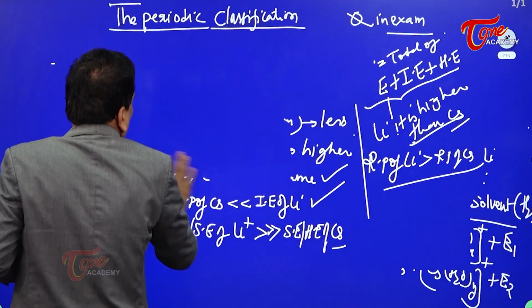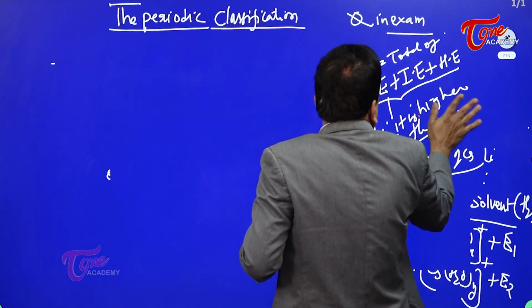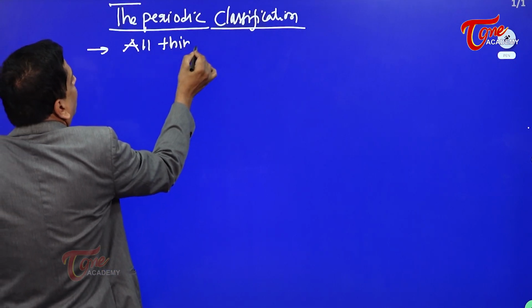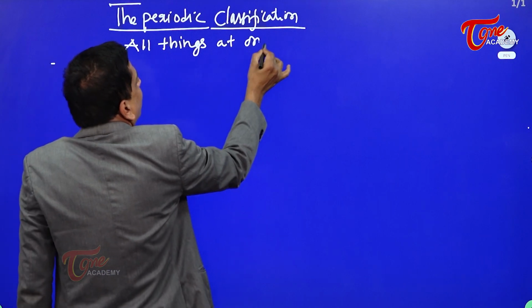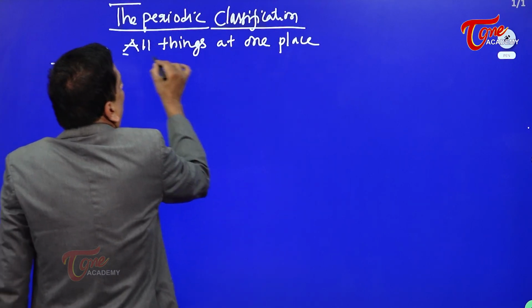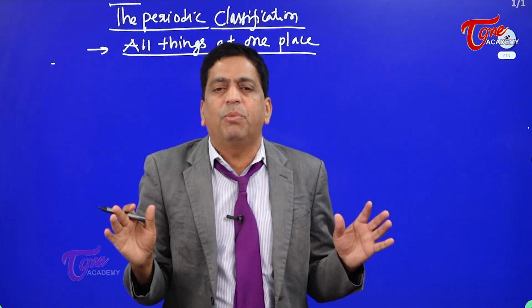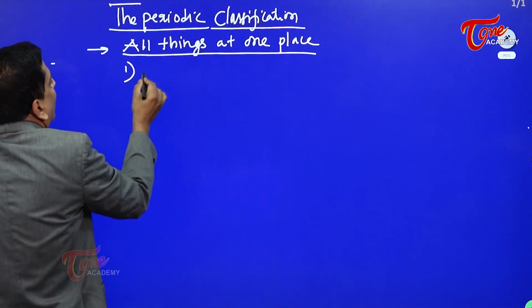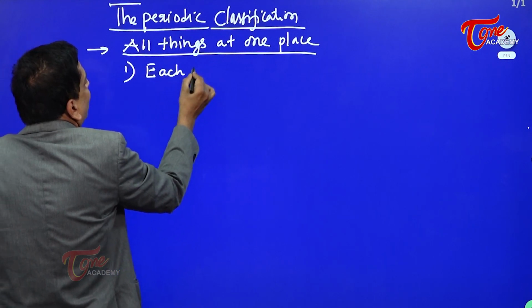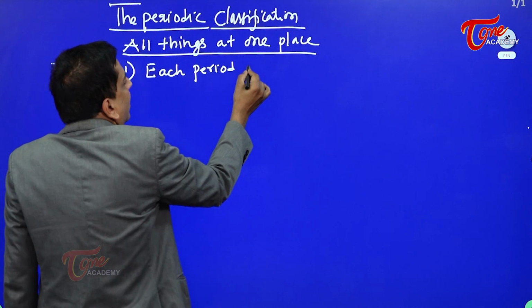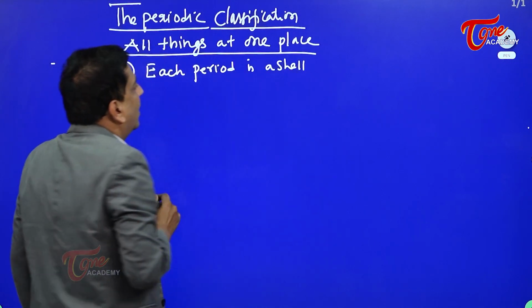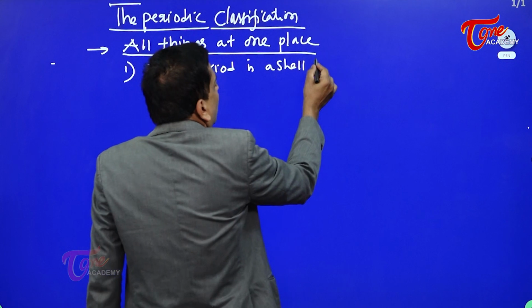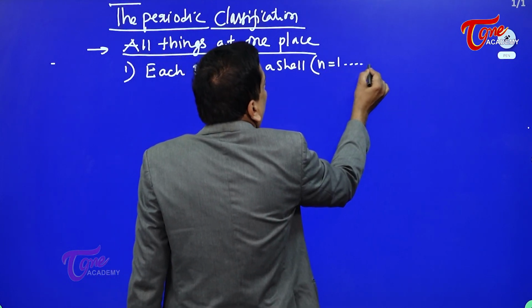And then let us actually consolidate what we have done. All things at what? One place. Let us put all the things at one place. Number one. Each period is what? A shell. And a shell is designated by the principal quantum number. So I can simply say the n value starts from 1 and goes to infinity.